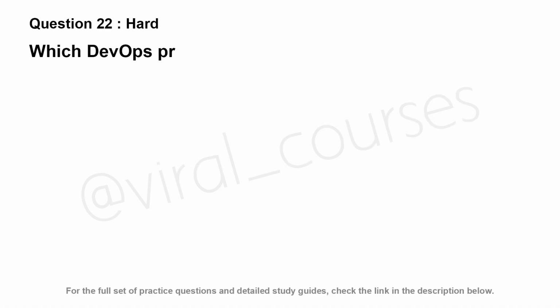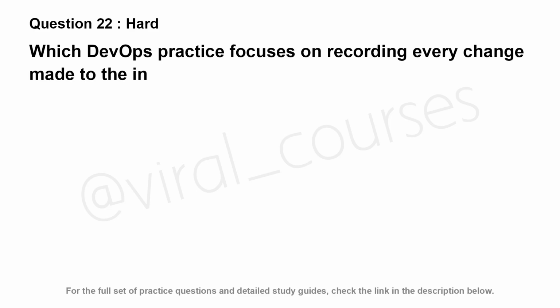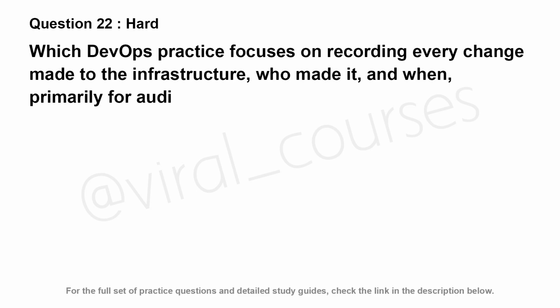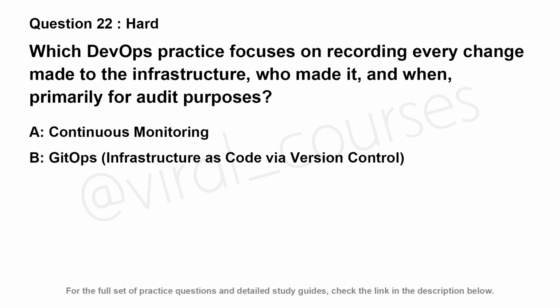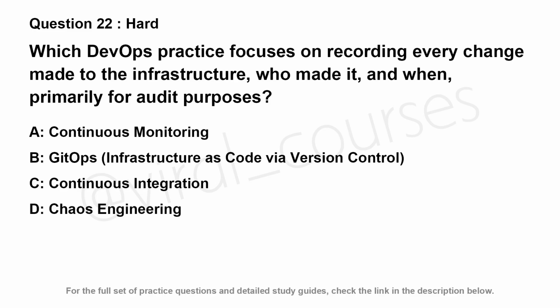Which DevOps practice focuses on recording every change made to the infrastructure, who made it, and when, primarily for audit purposes? Option A, continuous monitoring. Option B, GitOps, infrastructure as code via version control. Option C, continuous integration. Option D, chaos engineering.